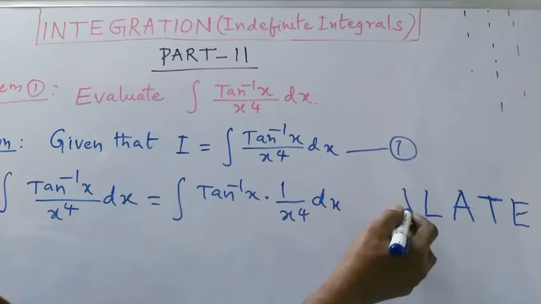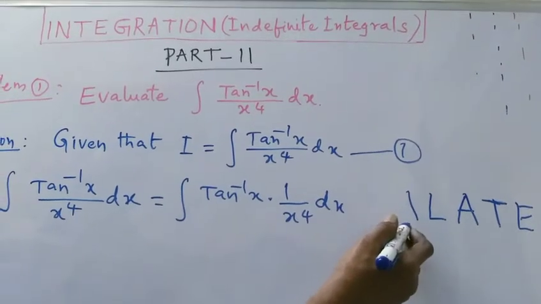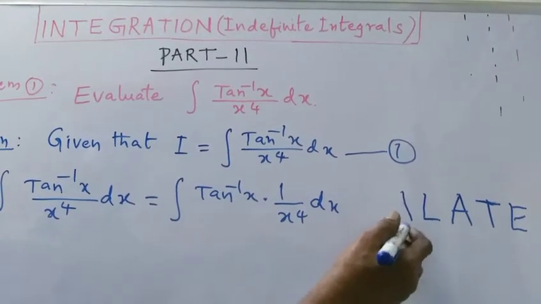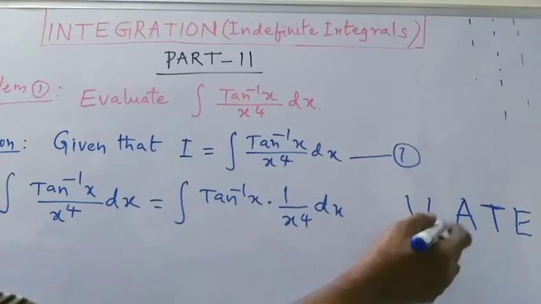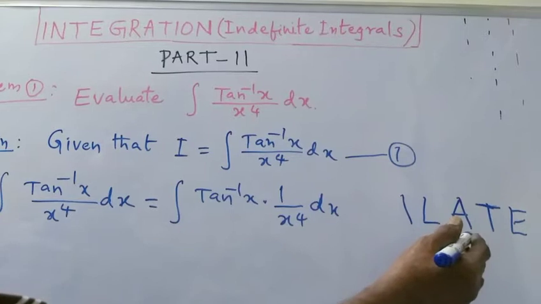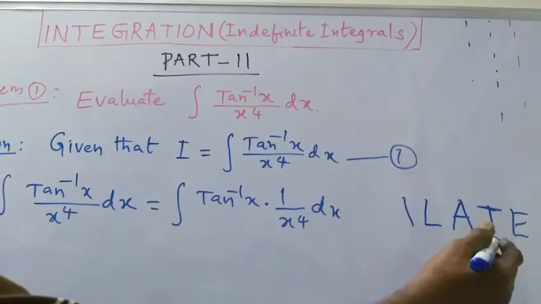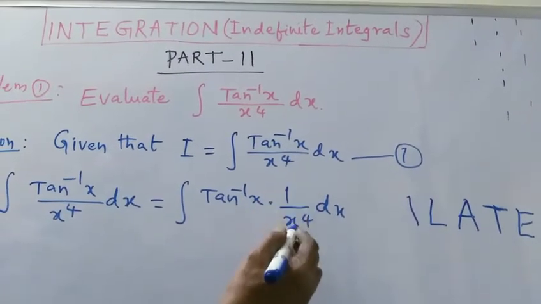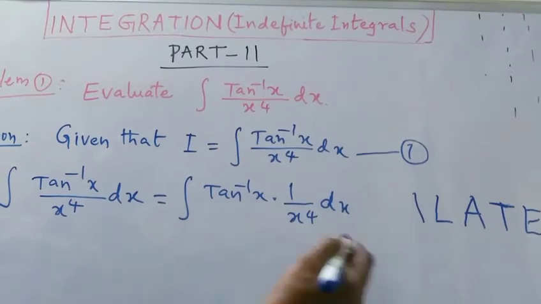Here I is the inverse trigonometric functions, L is logarithmic functions, capital A is the algebraic function, capital T is the trigonometric functions, capital E is the exponential function. So here 1 by x to the power of 4 is the algebraic function.